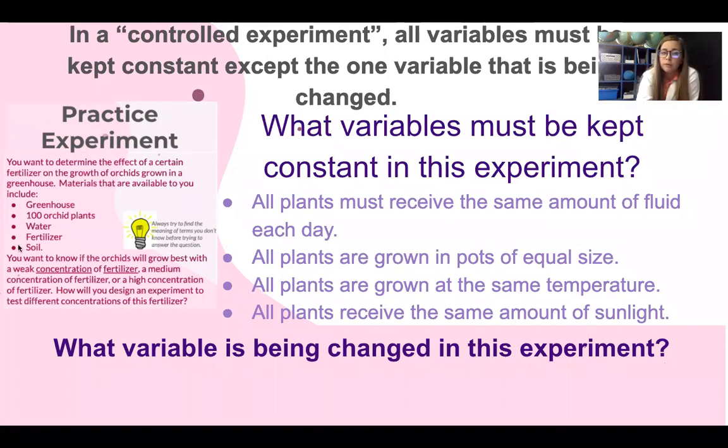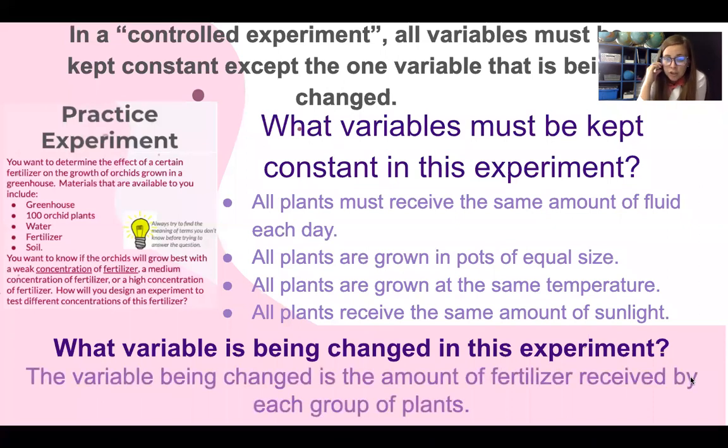Okay, and remember, we want to know if the orchids will grow best with a weak concentration of fertilizer, a medium concentration of fertilizer, or a high concentration of fertilizer. So what are we changing in this experiment for each group? Yes, thank you, Alicia and Joshua. We are changing the amount of fertilizer. Excellent job. That is the variable that is being changed.